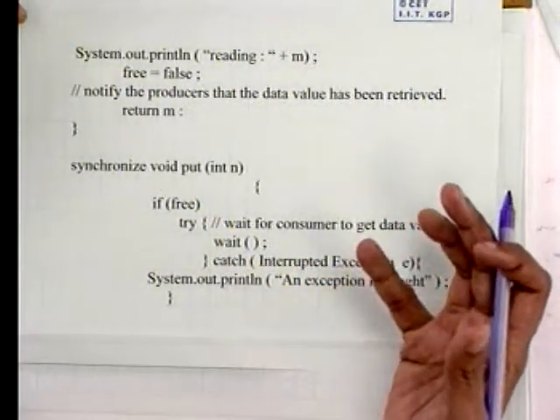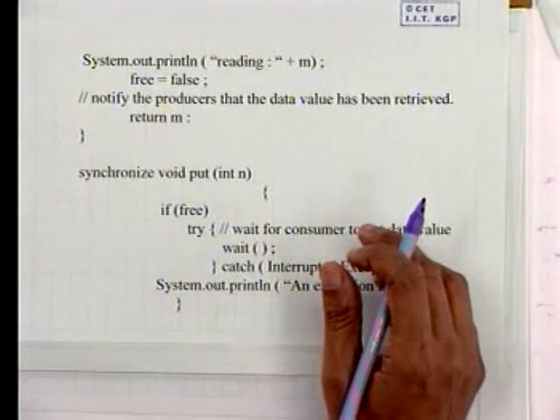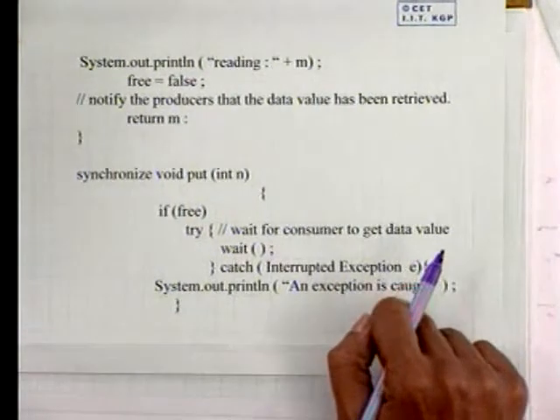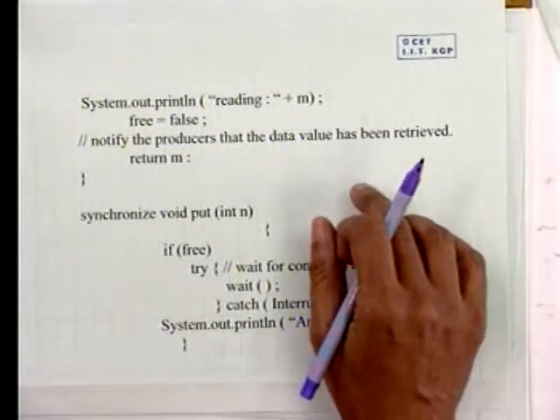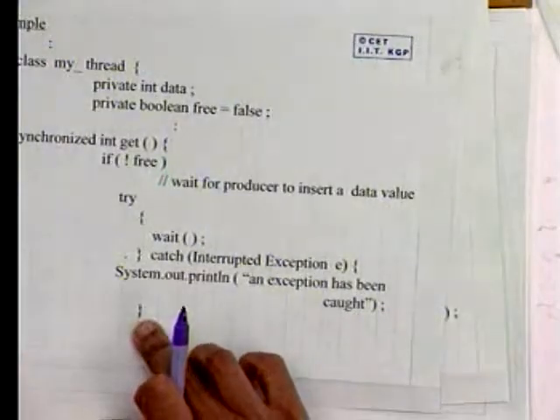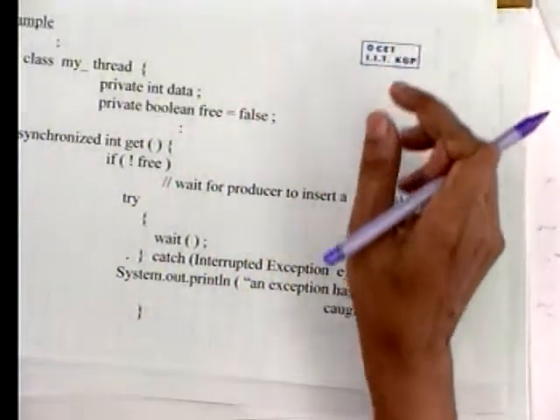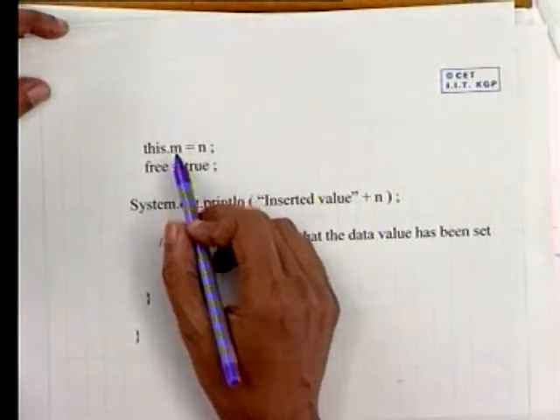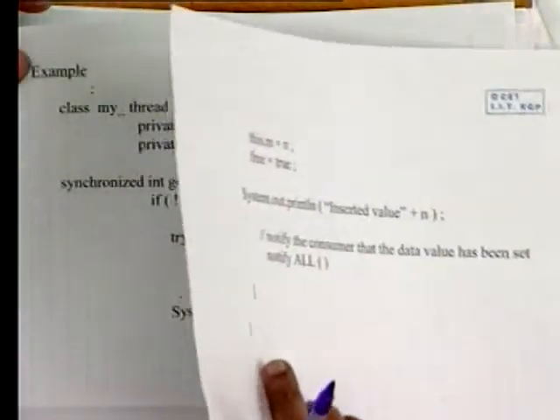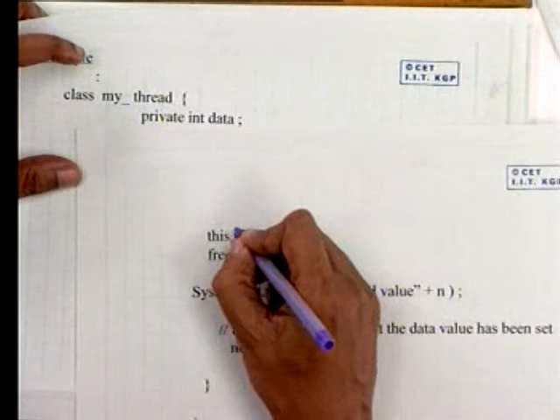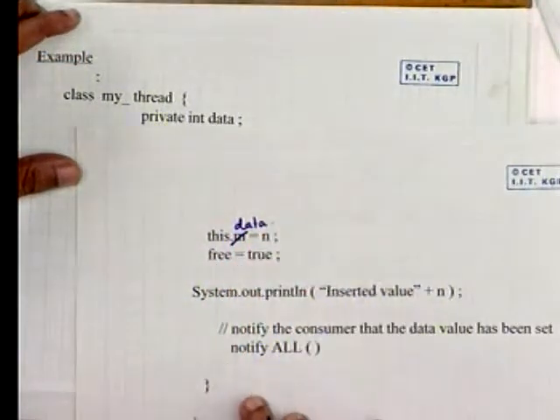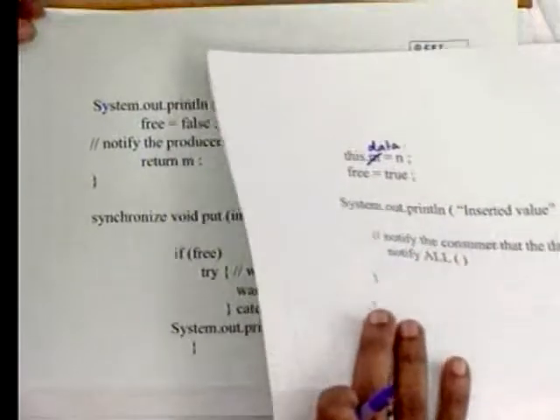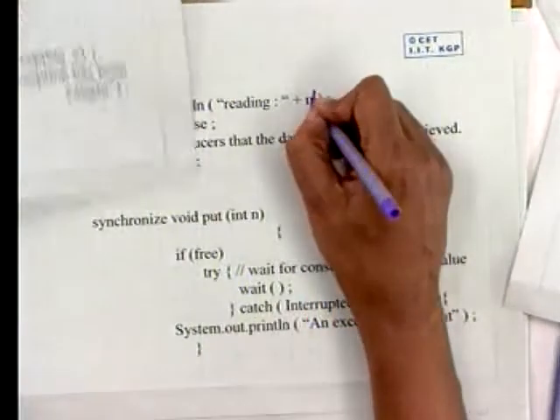And when the consumer has finished, if you remember the code for the consumer, it will raise an exception, and then the exception is caught, and after that it will print the value of the data. That this m is equal to n and free is true. So actually this should be m equal to n and free equal to true. Here this should be data.